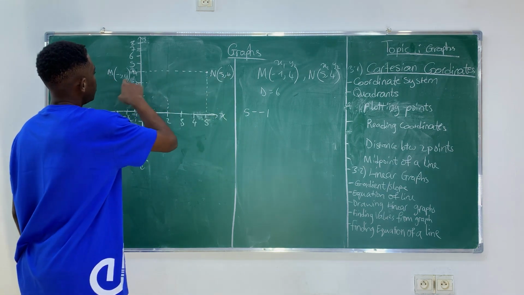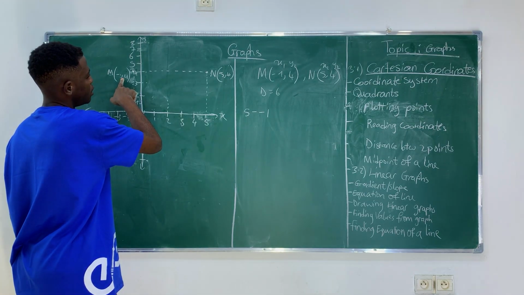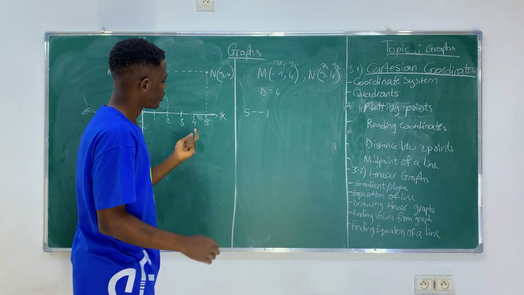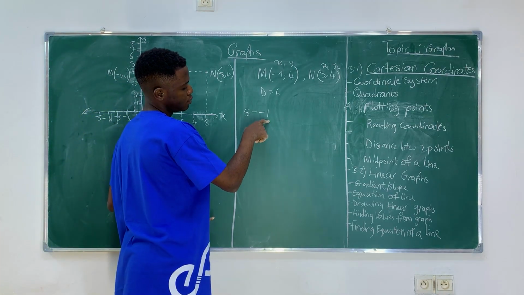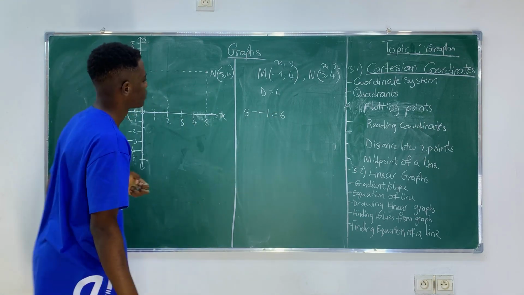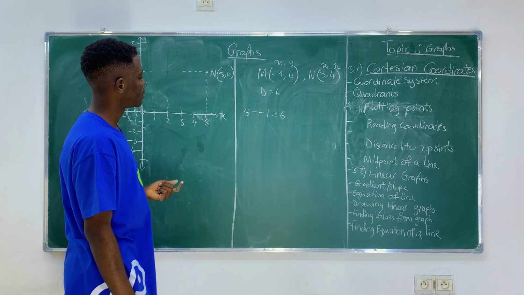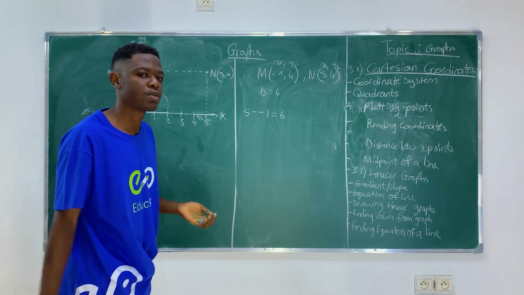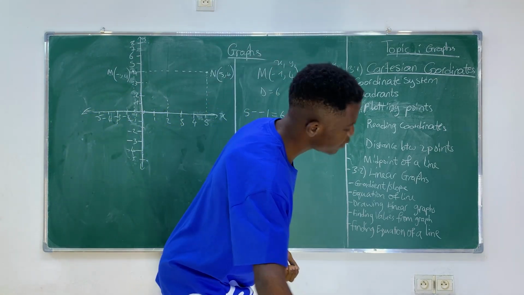This is the point 5 and this is the point -1, so we take the distance between them: 5 minus -1, which is 6. We don't take a distance between the y coordinates because the y of M and N is the same, so the difference between them is 0. So you just have one part that is 6. Let's calculate the distance and check that it is 6.